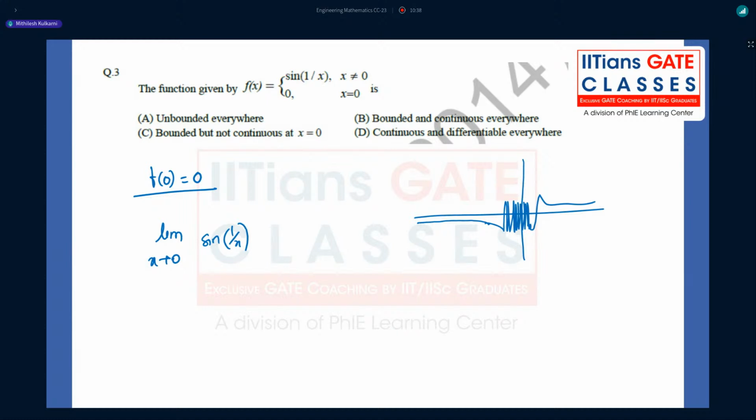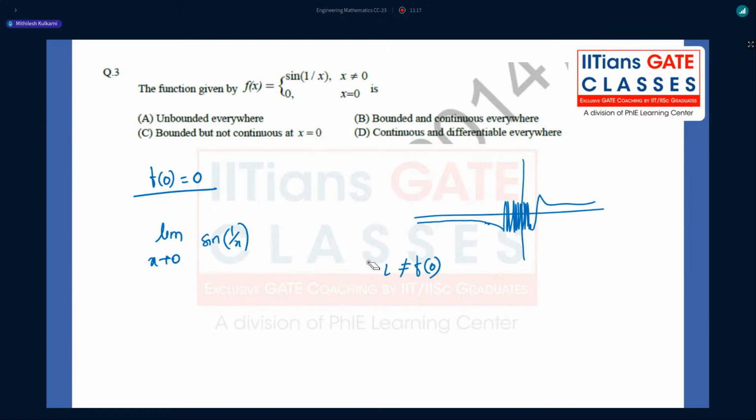Sine infinity in the sense you'll get any value within +1 to -1, because the sine function lies within the -1 to +1 band. So you will get any value in between -1 to +1, but that is not equal to 0. It can take any value. Hence, this function is not continuous everywhere. The left hand limit is equal to the right hand limit, because we have the same criteria here, but that is not equal to f of 0.